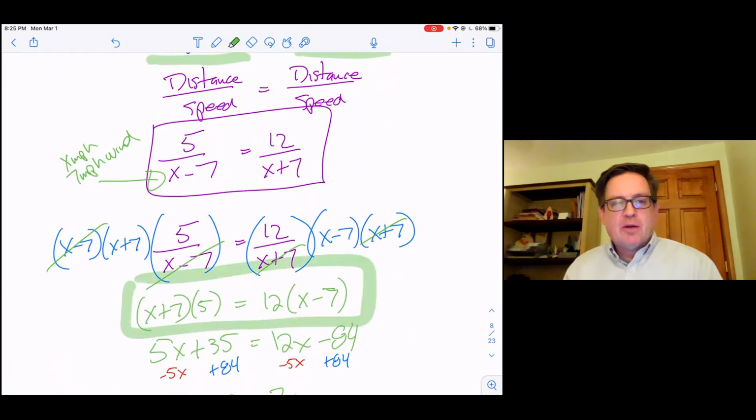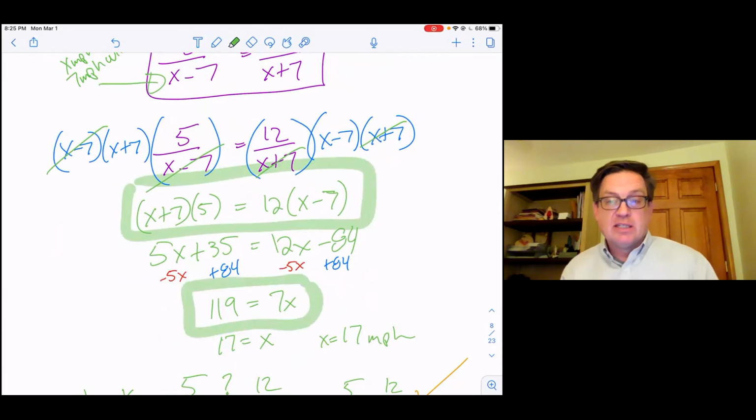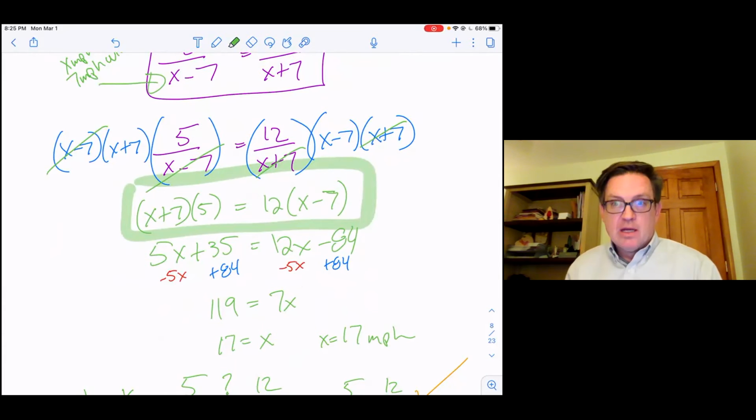Distribute x times 5 and 7 times 5, 12 times x, and negative 7 times 12. Add and subtract. I subtracted all the x's to the right-hand side, so I would have positive 7x. And I subtracted all the numbers to the left-hand side, so I get 119 equals 7x. Divide, and x is 17.